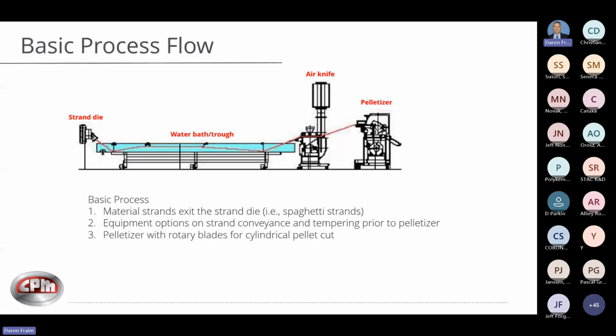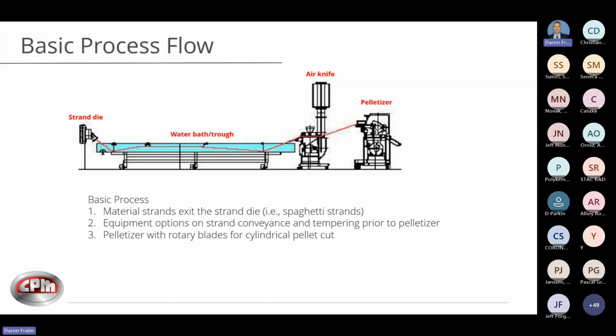The material strands exit the strand die in somewhat of a fashion of what you could consider like spaghetti strands. And this picture here is a representation of a standard water bath or water trough. The strands pass through this trough. Now there's adjustable equipment, rollers and such, that you can extend the length through the entire bath, or you can allow the strands to exit the water with a shorter residence time. So there's some flexibility in terms of tempering.